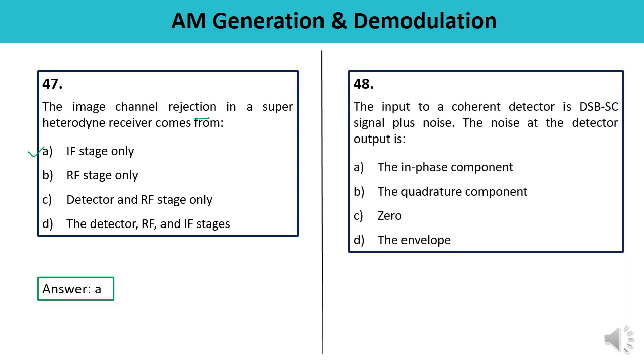Last question is, the input to the coherent detector is a double sideband suppressed carrier signal plus noise. So the noise at the detector output is what? In phase component, quadrature component, zero, or the envelope. So here the noise at the detector output will be the in phase component. Let us see whether A is the correct answer. Yes, this is the correct one.